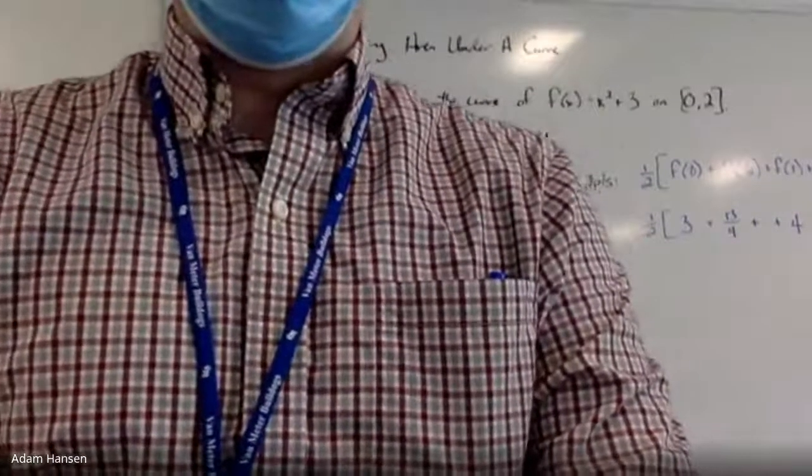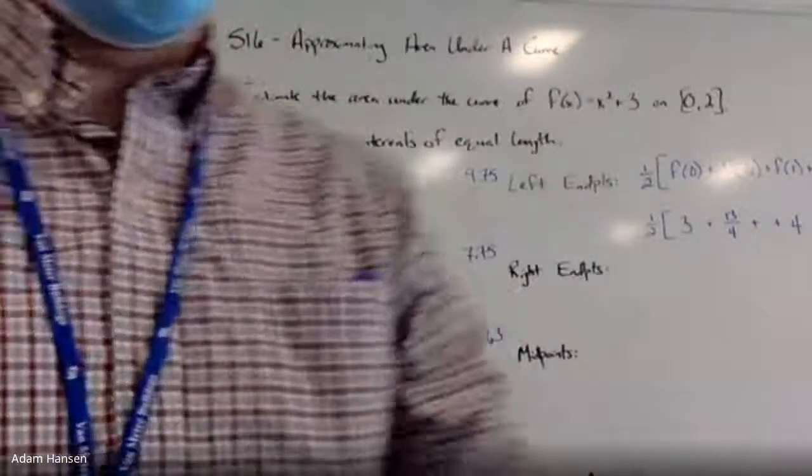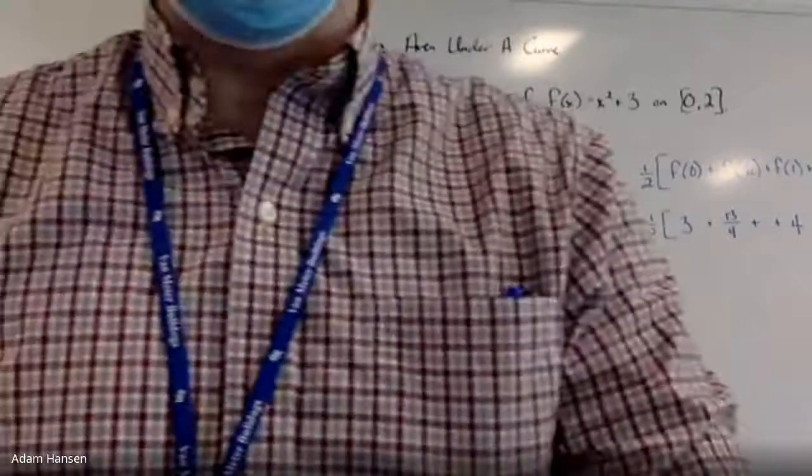All right, let's total everything up here. I've got 3 plus 13/4 plus 4 and 21/4.